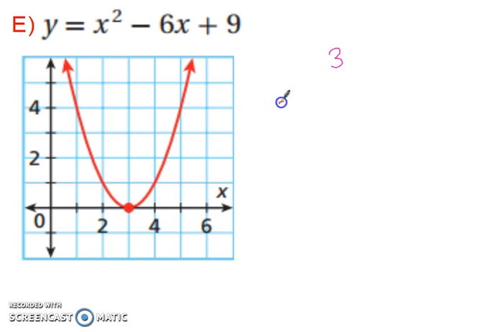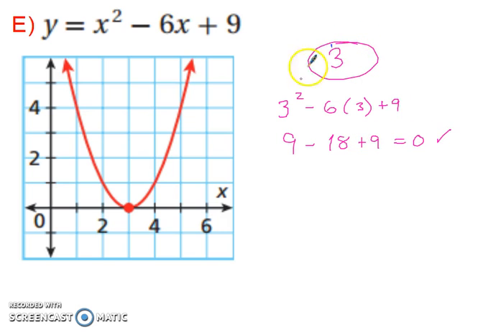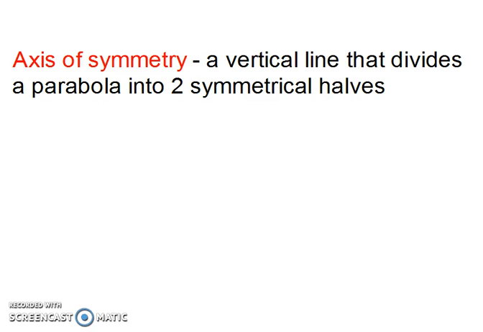We can double check. So we have 3 squared minus 6 times 3 plus 9. So 3 squared is 9 minus 6 times 3 is 18 plus 9. 9 minus 18 plus 9 is in fact 0. So, yep, 3 happens to be one of our zeros, and in this case, our only 0. So now let's step it up. Let's look at the axis of symmetry. The axis of symmetry is a vertical line that divides a parabola into two symmetrical halves.